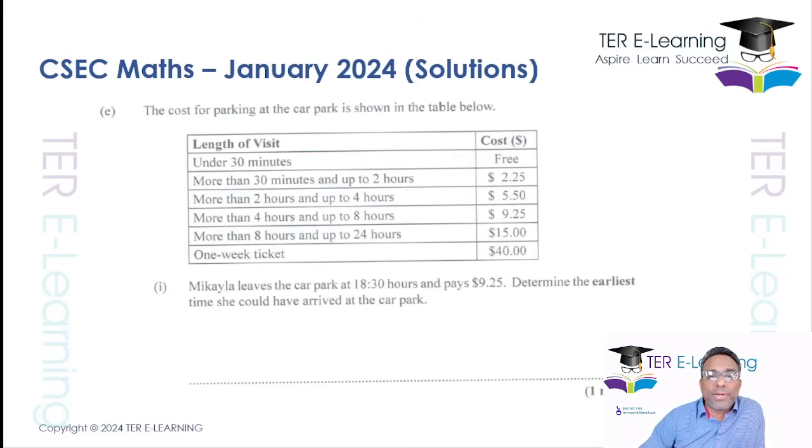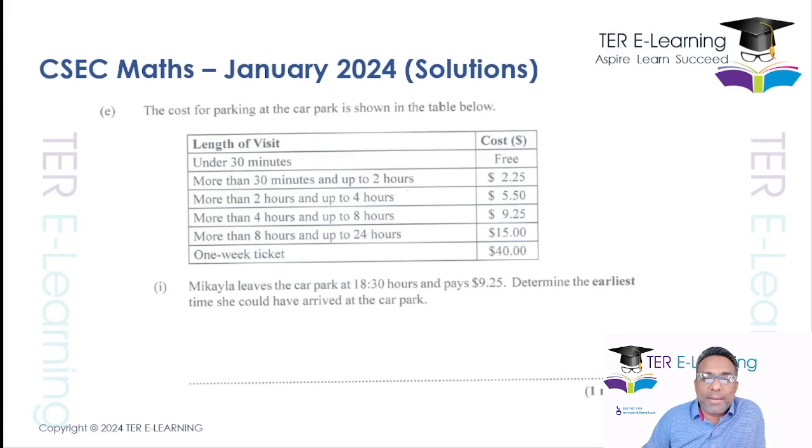Let's see what else we have here now. The cost for parking at the car park is shown in this table here. If it's under 30 minutes, it's free. Between 30 minutes and 2 hours. So they have a chart here that shows us how we're going to be charged for parking, right?